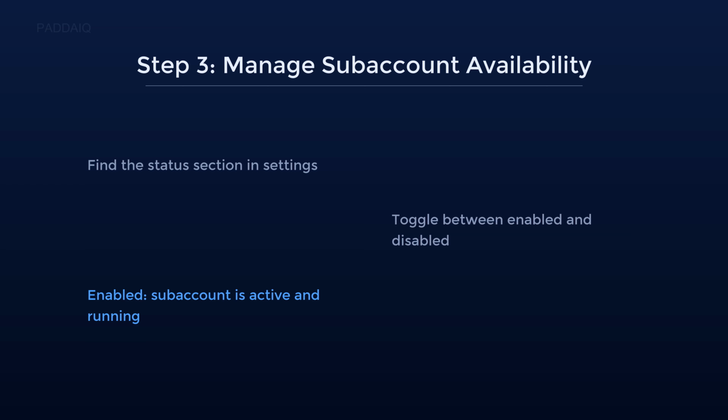Enabled subaccount is active and running. This means your subaccount is fully operational and ready to use, with all services accessible. For example, when you deploy an app, it can immediately start processing data and serving users. This ensures your business applications are live and functional.